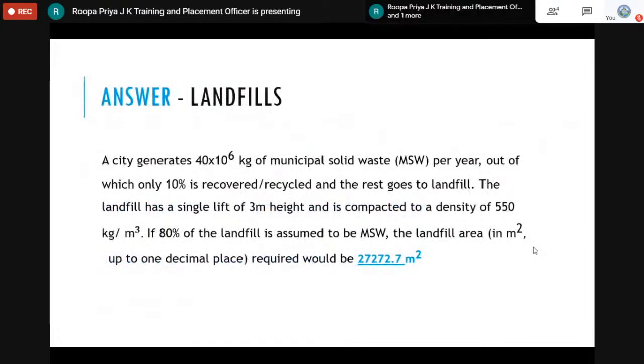So you can always fill this question as, the question goes like this: the city generates 40 into 10 to the power of 6 kg of municipal solid waste per year, out of which only 10% is recovered or recycled, and the rest goes into the landfill. The landfill has a single lift of 3-meter height and is compacted to a density of 550 kg per meter cube. If 80% of the landfill is assumed to be municipal solid waste, then the landfill area required would be 27,272.7 meters square. So this will be the answer for your question.